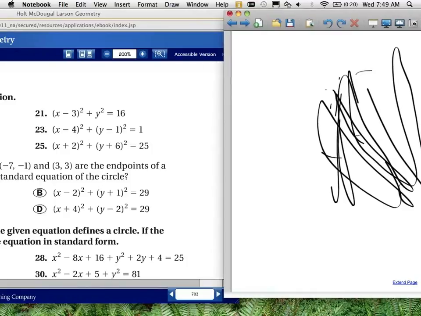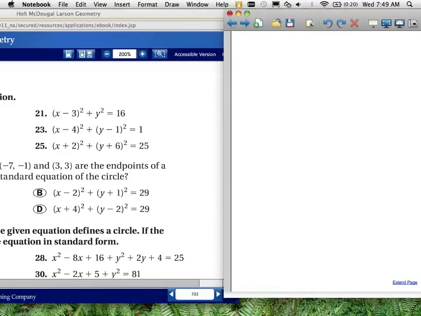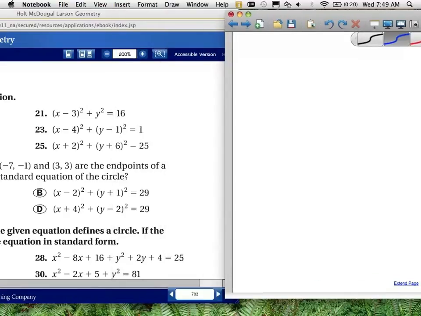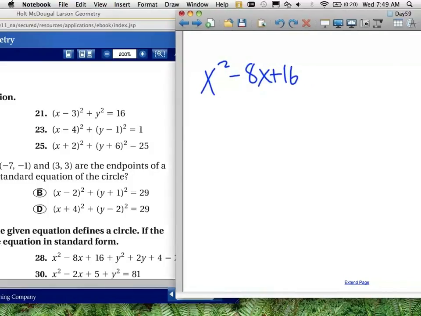So, this one's trickier. Okay, I'm not going to give you a ton of these. I still want you to see it because it's a skill you learn at some point. x squared minus 8x plus 16 plus y squared plus 2y plus 4.